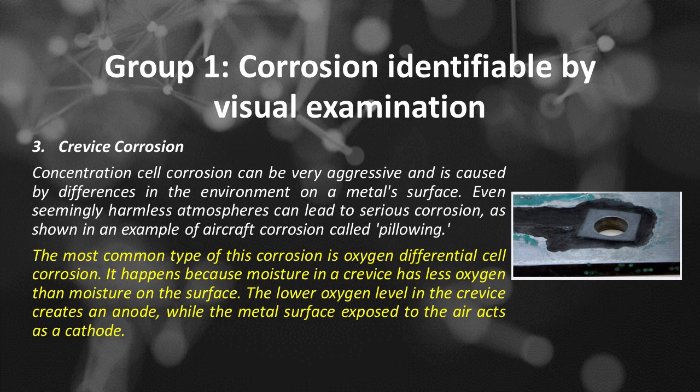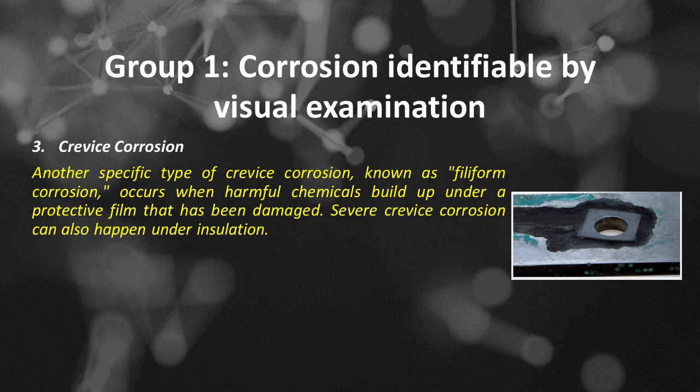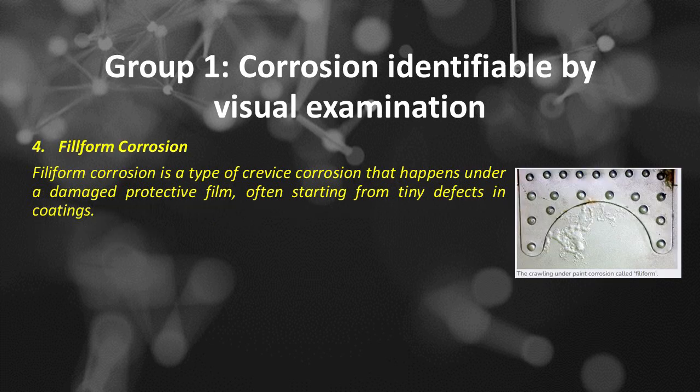The lower oxygen level in the crevice creates an anode, while the metal surface exposed to the air acts as a cathode. Another specific type of crevice corrosion, known as filiform corrosion, occurs when harmful chemicals build up under a protective film that has been damaged. Severe crevice corrosion can also happen under insulation. Number 4 is filiform corrosion.